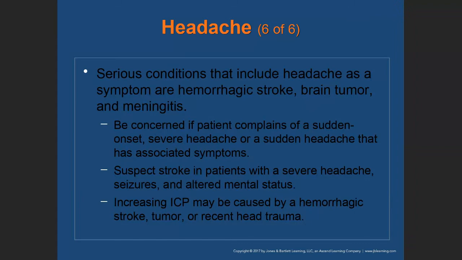Serious conditions that include headache as a symptom are hemorrhagic stroke, brain tumor, and meningitis, which is inflammation of the meninges. Be concerned if the patient complains of a sudden onset severe headache or sudden headache that has associated symptoms. That could be a hemorrhagic stroke. And they usually complain of the most severe headache they have ever had in their entire life. Suspect stroke in patients with severe headache, seizures, and altered mental status.